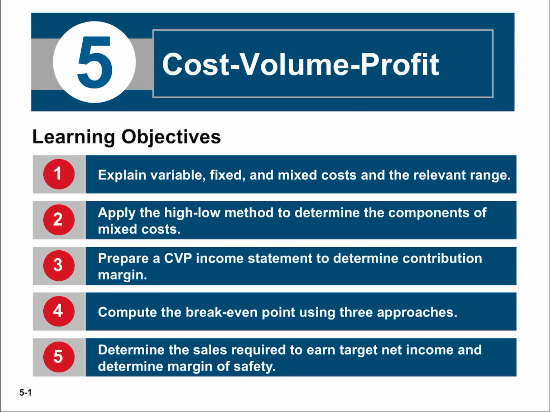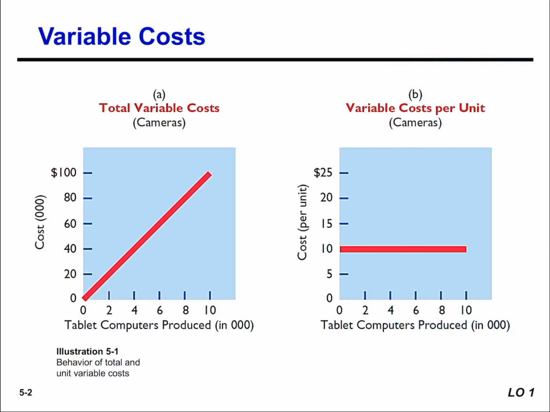There's a lot of different topics to cover in Chapter 5 here as we talk about cost, volume, profit. So I'm going to just go over some of the basics of each of the different topics and try to give an overview of this chapter. So the first thing we talk about in this chapter is that costs behave in different types of ways.